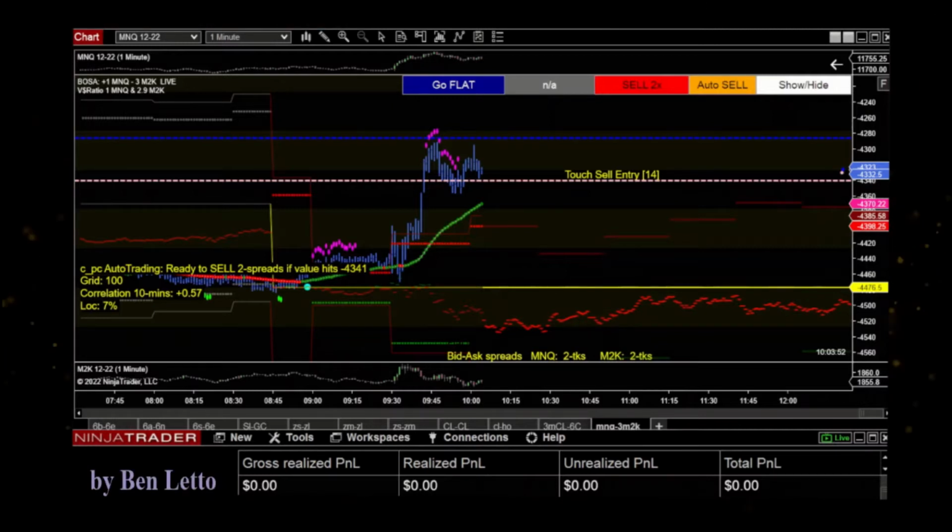Wanted to go over my trade today. It's a beautiful day, beautiful trade. Worked out very well, so let's go over that. This is what we got.